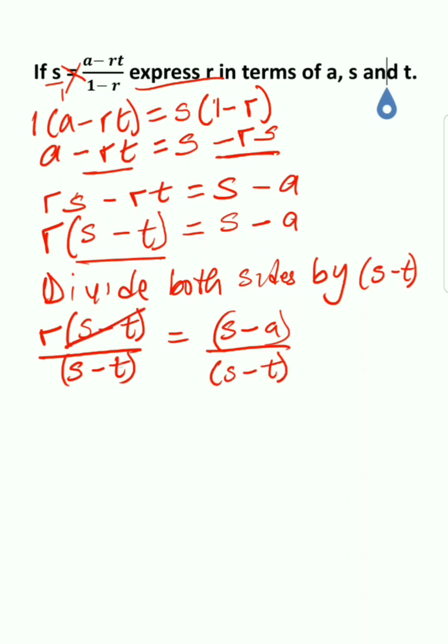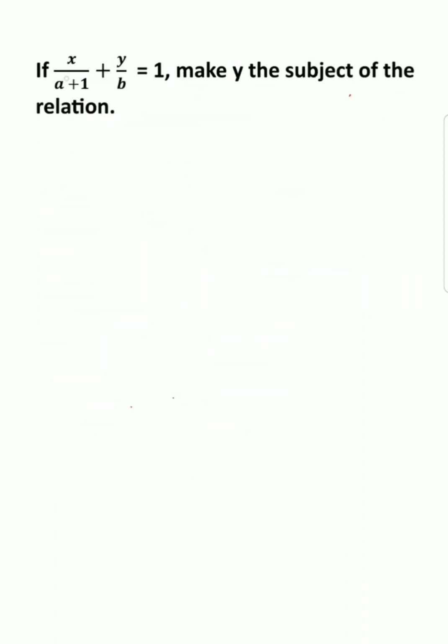And so s minus t cut out s minus t. And finally, you get the value of r as s minus a divided by s minus t. And so we succeeded in making r the subject. If x divided by a plus 1 plus y divided by b equals to 1, make y the subject of the relation. That means make y the subject of the formula.